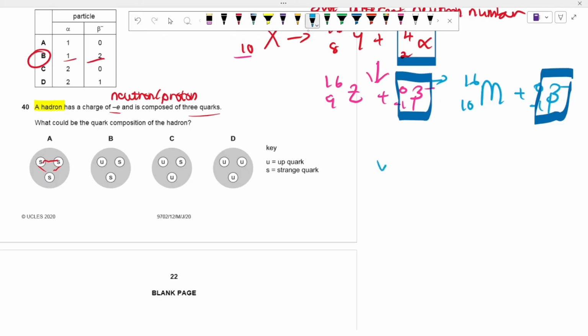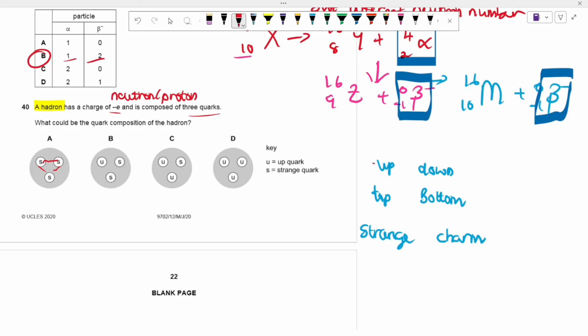I have an up quark, then I have a down quark. We go up, we go down. I have a top quark, and at the bottom I have a bottom quark. I have a strange quark, very strange. Then I have a charm quark. So these are the different quarks that we have, and they also have different elementary charges.